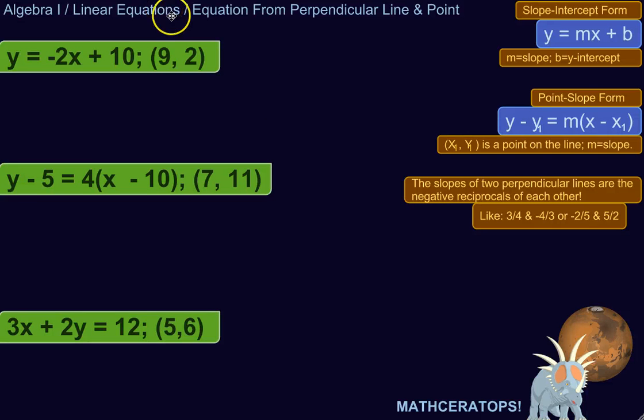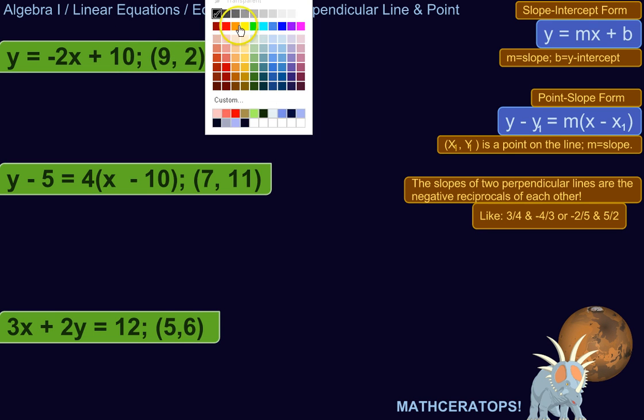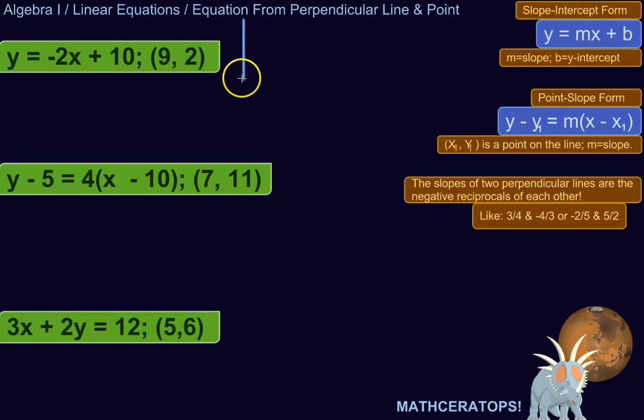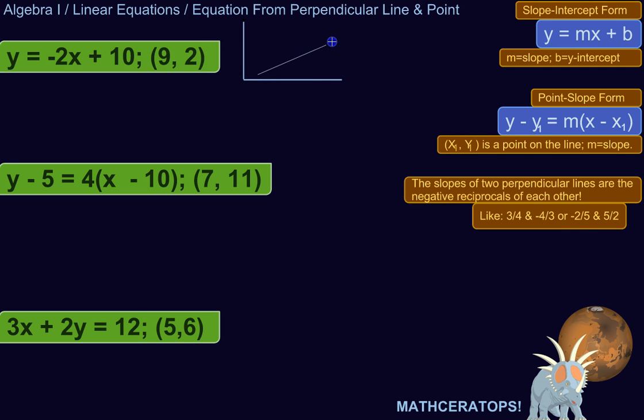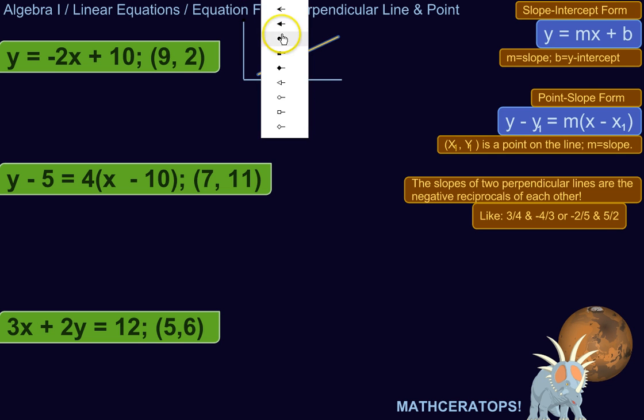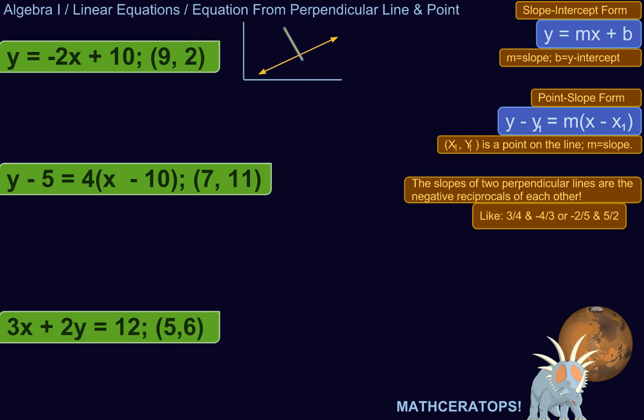Alright, so we are talking about perpendicular lines. Let's get straight on what two perpendicular lines are: lines that are perpendicular to each other. Let me just draw a little part of a coordinate plane here. If I were to draw a line, I could draw a line that's perpendicular to that one, like that. Let's make that a different color.